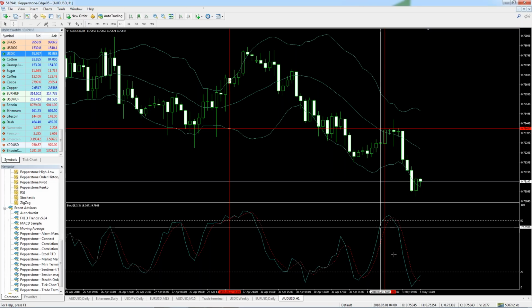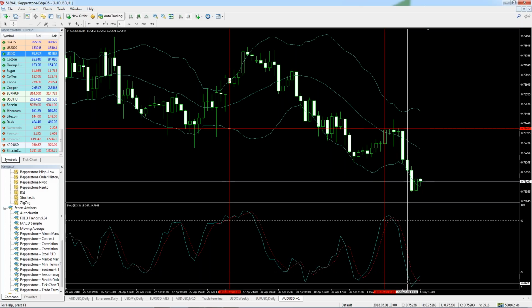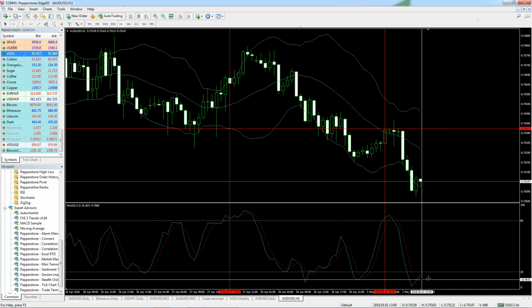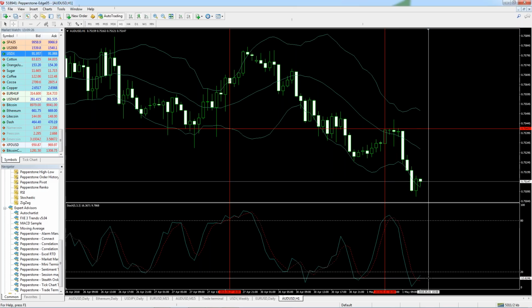Now, as we can see here, the stochastics has crossed down below the 20 and is definitely oversold. Are we going to buy? Absolutely not. No, definitely not.